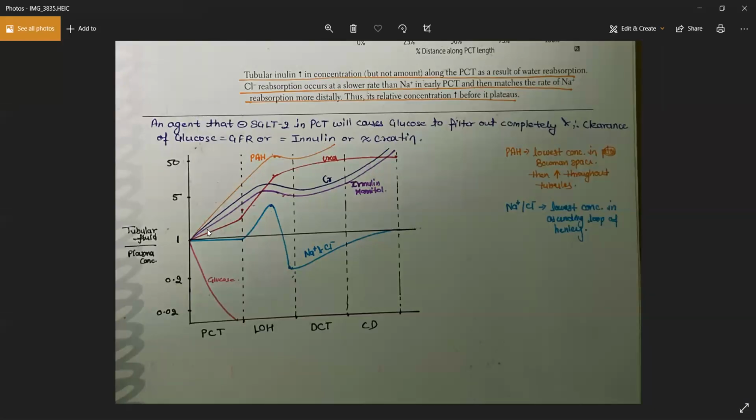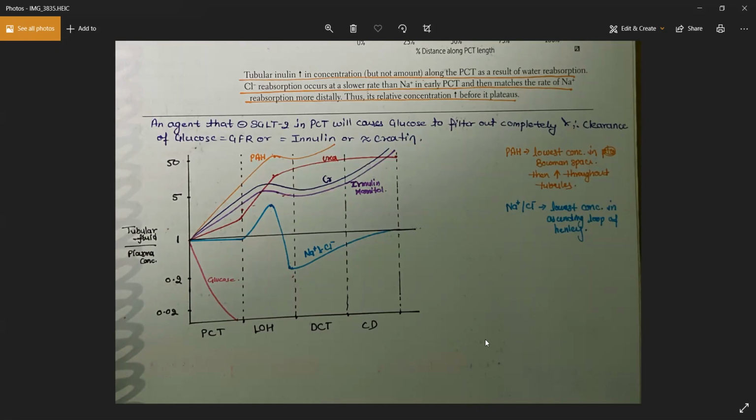Then comes the creatinine and the inulin. They will achieve a very constant level. Up to the descending loop of Henle, the concentration achieves a maximum. Then a constant level is there. In a dehydrated state, you will have reabsorption of all this water. So again, the concentration of creatinine and inulin will rise. A similar thing goes for the urea.